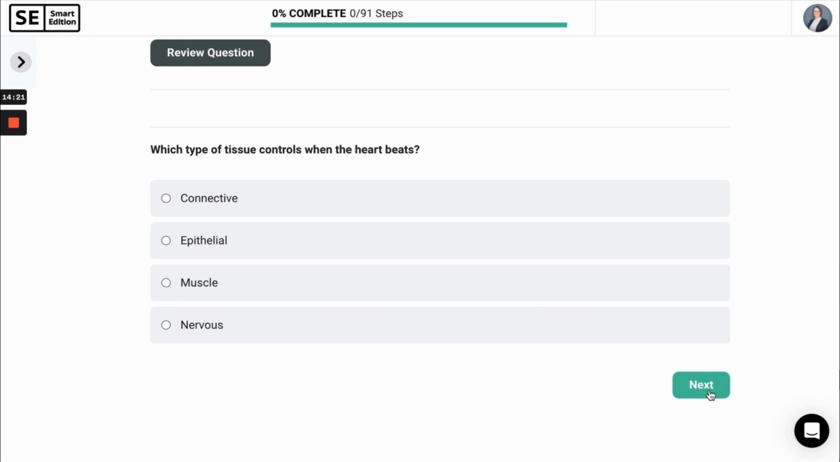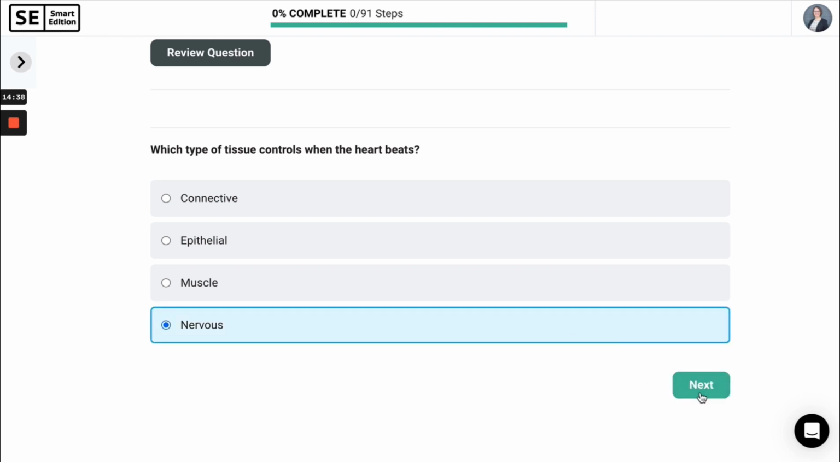What type of tissue controls when the heart beats? Is it connective, epithelial, muscle, or nervous? The correct answer is nervous. So, nervous tissues control impulses. So, nerve, impulse, they go hand in hand. And impulses tell the heart when it needs to beat. So, therefore, your nervous tissues control the heartbeat.